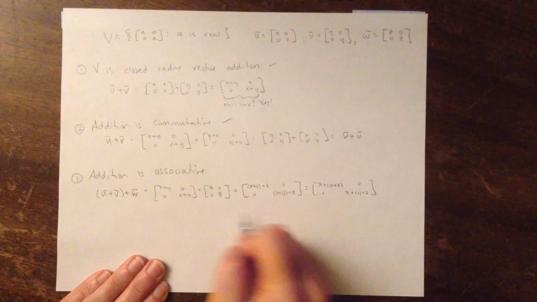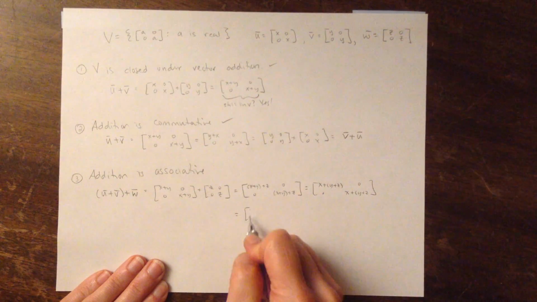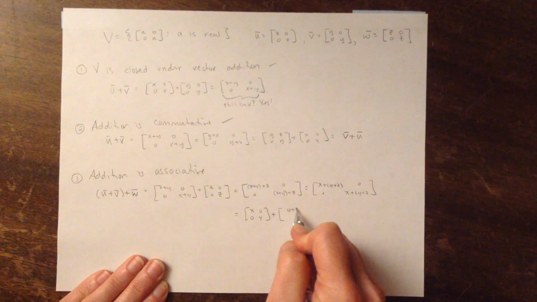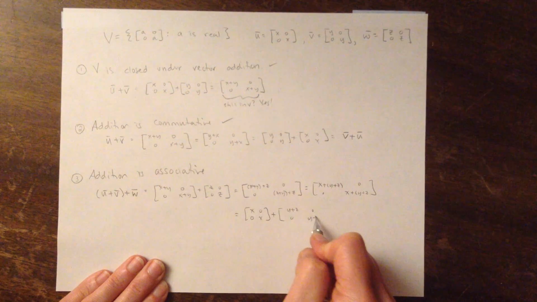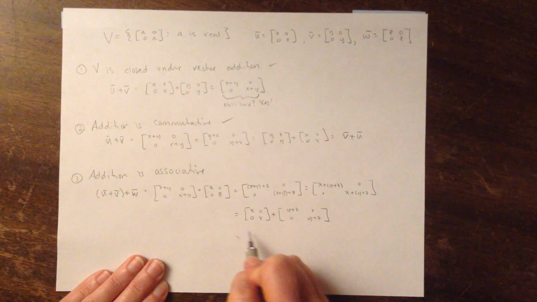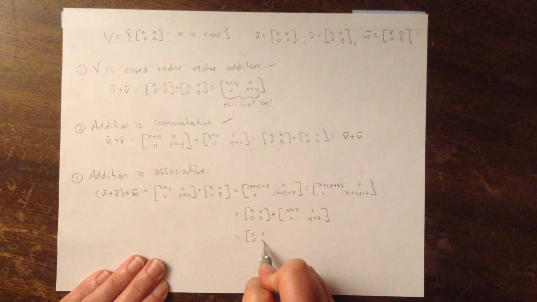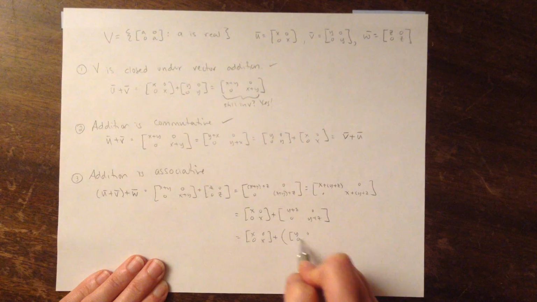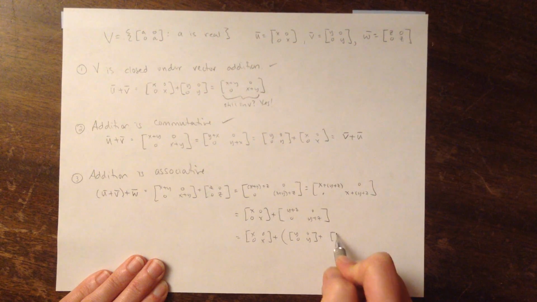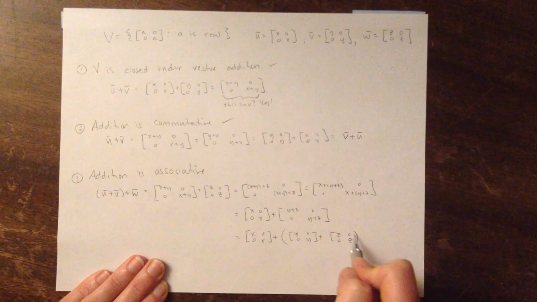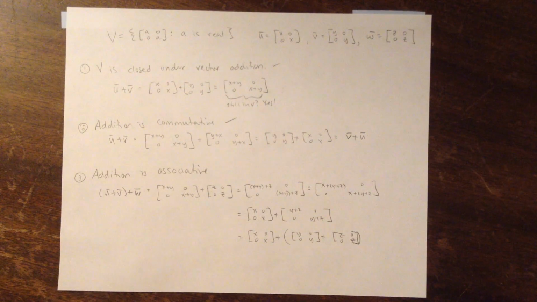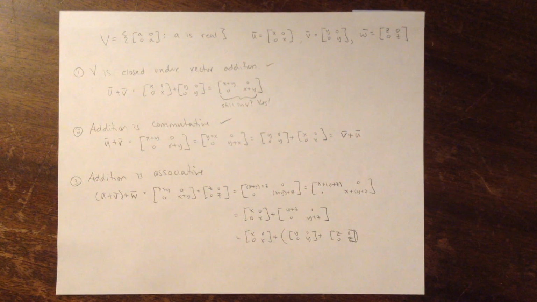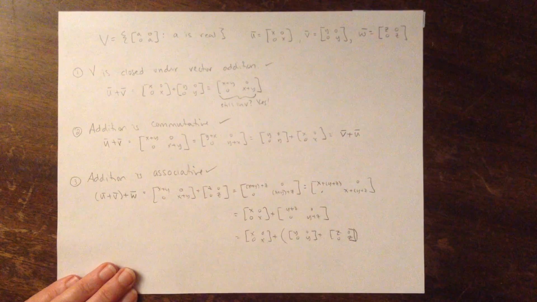And so, I guess I'll come down a little bit here. So this is x, 0, 0, x plus y plus z, 0, 0, y plus z, which is x, 0, 0, x plus y, 0, 0, y plus z, 0, 0, z. And so this associativity gets inherited from the real numbers. So the third axiom is satisfied.